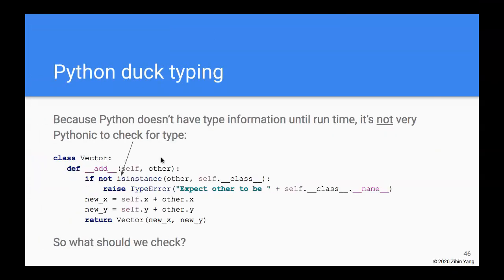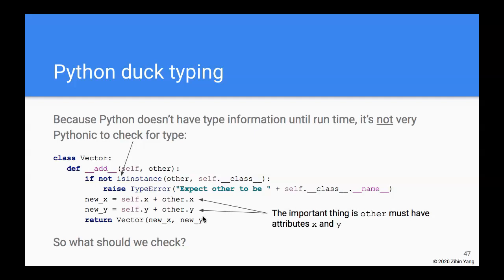Now, as we just said about duck typing, Python doesn't have the type information until the time that the code is executed, and because of duck typing, it's not a very Pythonic thing to check for type using isinstance. So if we don't check for type, then what can we check for? Well, if we look at what the code really needs, it needs this other parameter to have two attributes, the dot x and the dot y. So as long as other has these two attributes, this code should work very happily.